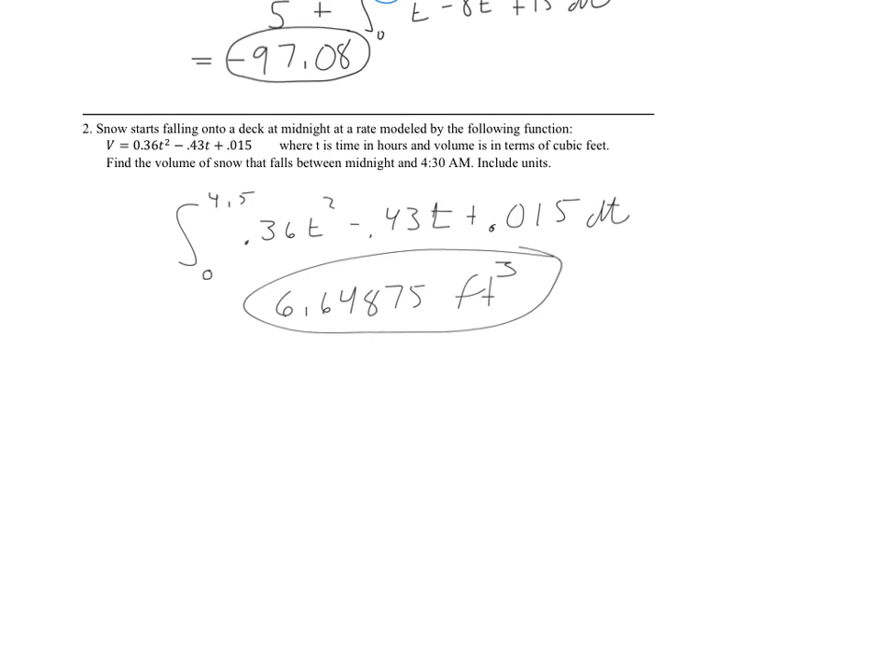As we move on to question number 2. Snow starts falling onto a deck at midnight at a certain rate. What is the time in hours, volume in cubic feet? Find the volume of snow that falls between midnight and 4:30 a.m. So 4:30 a.m. would be 4.5 hours later. That's where that 4.5 comes from. And when I plug that in with my function, I get 6.64875 cubic feet. Common mistakes here: sometimes people put 0.15 instead of 0.015. Sometimes decimals are off here. Or you use the absolute value. This was just displacement, so there was no absolute value needed.